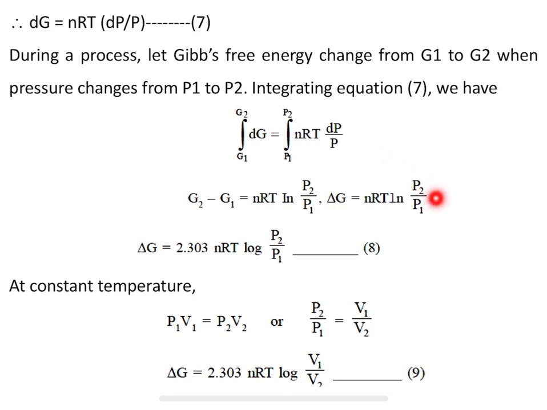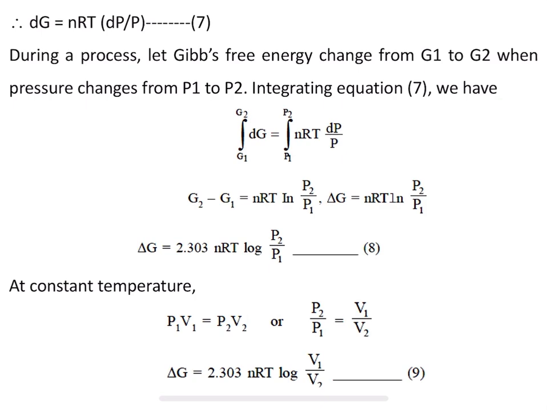Otherwise, this equation can also be written in logarithmic form. If I convert this into the logarithmic form, then I can write it as delta G is equal to 2.303 nRT log P2 divided by P1. This is when pressure changes from P1 to P2, and let me call this equation number 8.